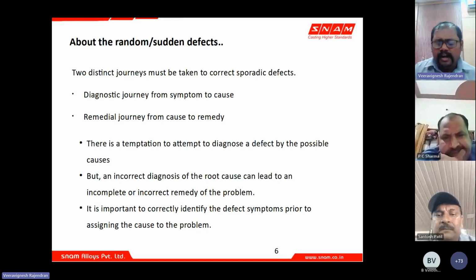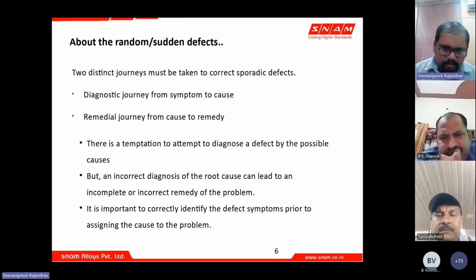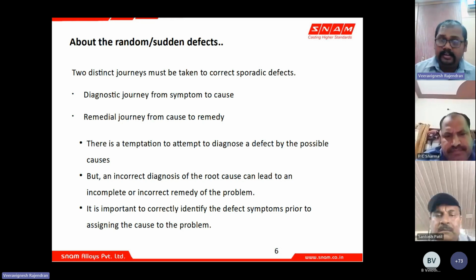That means you should understand the symptom, and then that some symptoms should lead to a cause. And the second journey is the cause to remedy. So if we try skipping the first journey and directly go for the cause to remedy, or directly to the remedy, then it is again the biggest mistake we might be making.